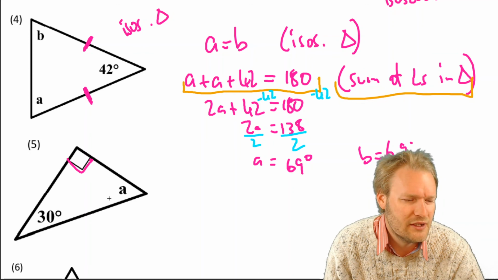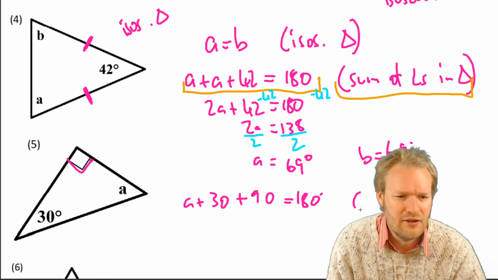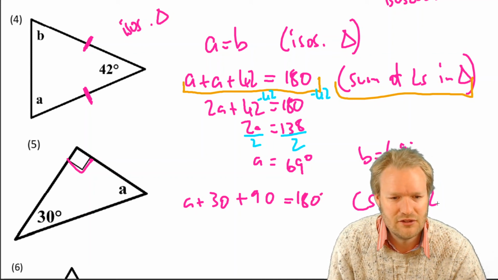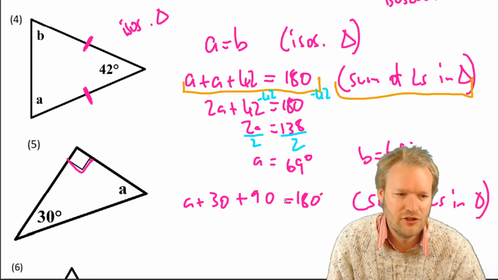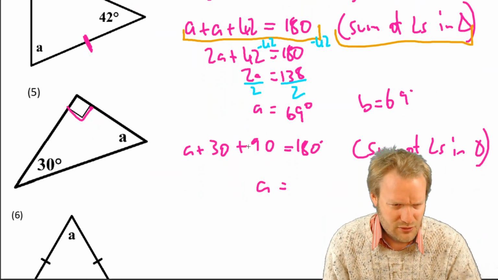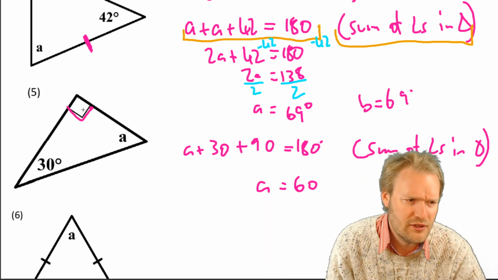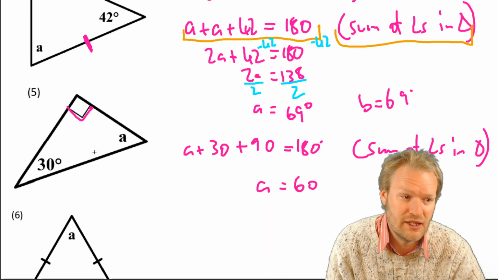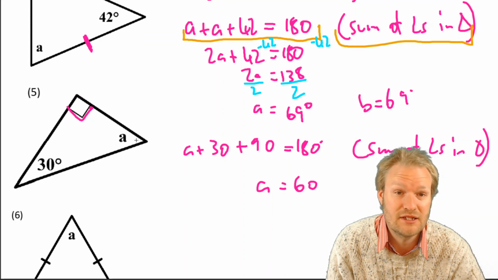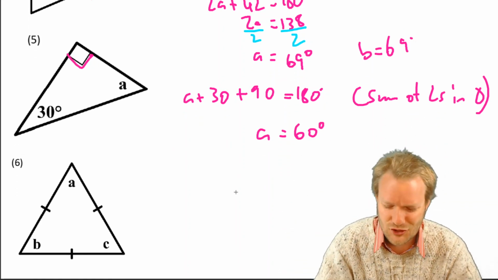Okay, so for this one, well, it's right-angled. So again, A plus 30 plus 90 equals 180, sum of angles in triangle. And we can work out, therefore, A equals, well, that's 120, so we need another 60 to get there. Or, if that's 90, these two must be 90 between them, so that must be 60 degrees. Okay, let's leave it at that. Question 6 comes to you in the next video.